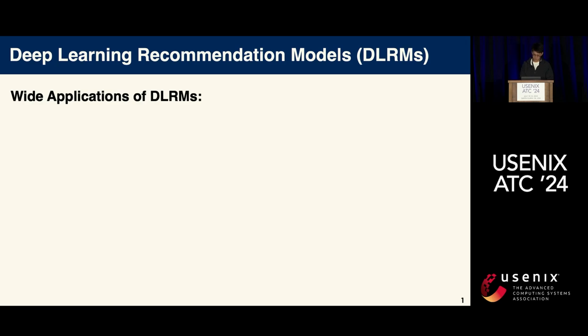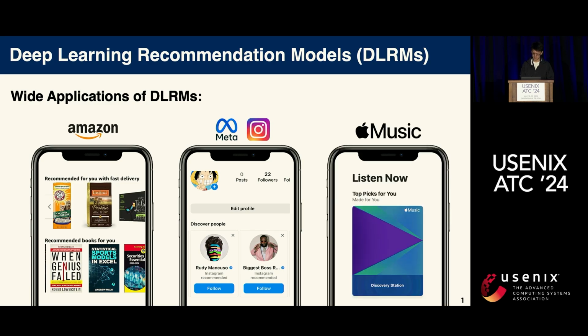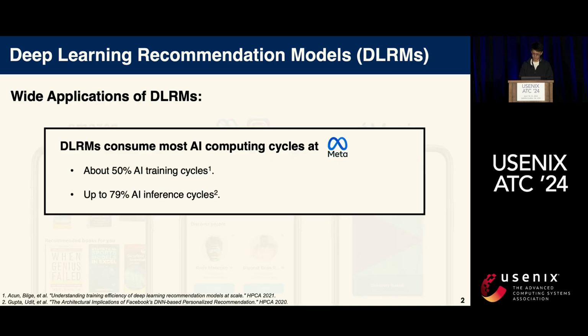Whether you are shopping online, browsing social media, or listening to music, the deep learning recommendation model will provide the content tailored to your interests. Due to their success in real-world application, deep learning recommendation models now consume the majority of data center computing cycles in industry. A recent report shows that at Meta about 50% of the AI training cycles and up to 79% of the AI inference cycles are dedicated to these models.